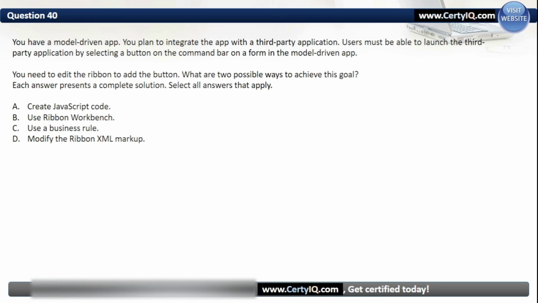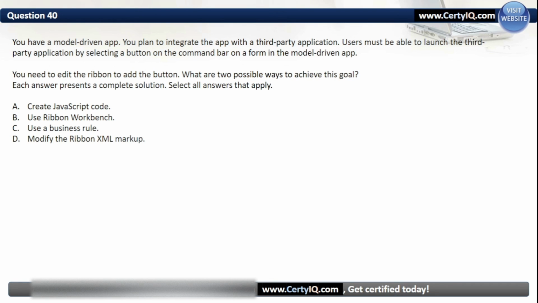Question 40. You have a model-driven app. You plan to integrate the app with a third-party application. Users must be able to launch the third-party application by selecting a button on the command bar on a form in the model-driven app. You need to edit the ribbon to add the button. What are two possible ways to achieve this goal? Each answer presents a complete solution. Select all answers that apply.